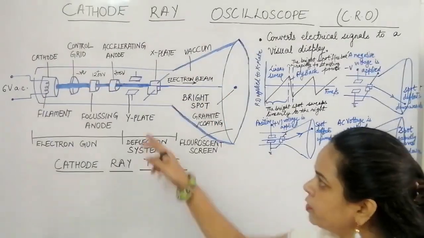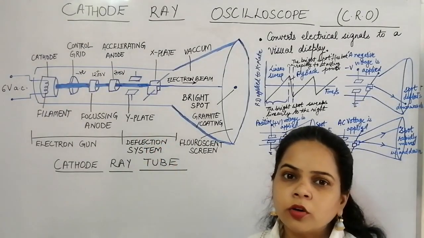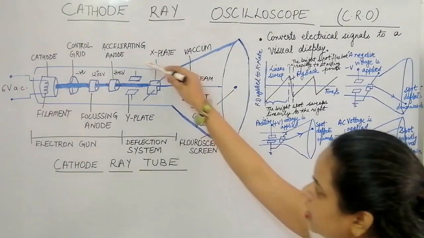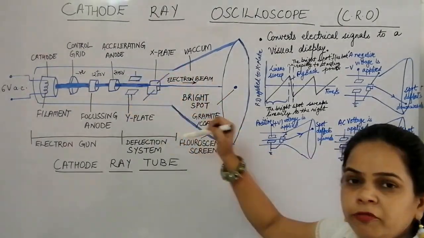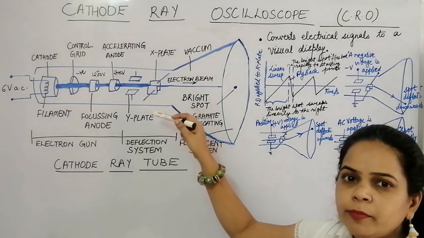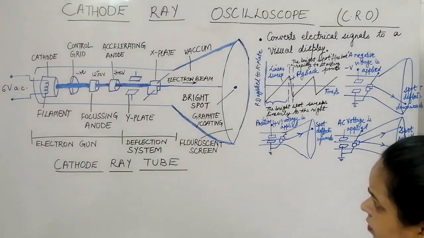So by changing the voltage of the X plate and Y plate, we can change the position of the electrons that are going to strike on the fluorescent screen. So this comprises the deflection system, where we have two sets of plates, X plates and Y plates, and both the plates are placed perpendicular to each other.